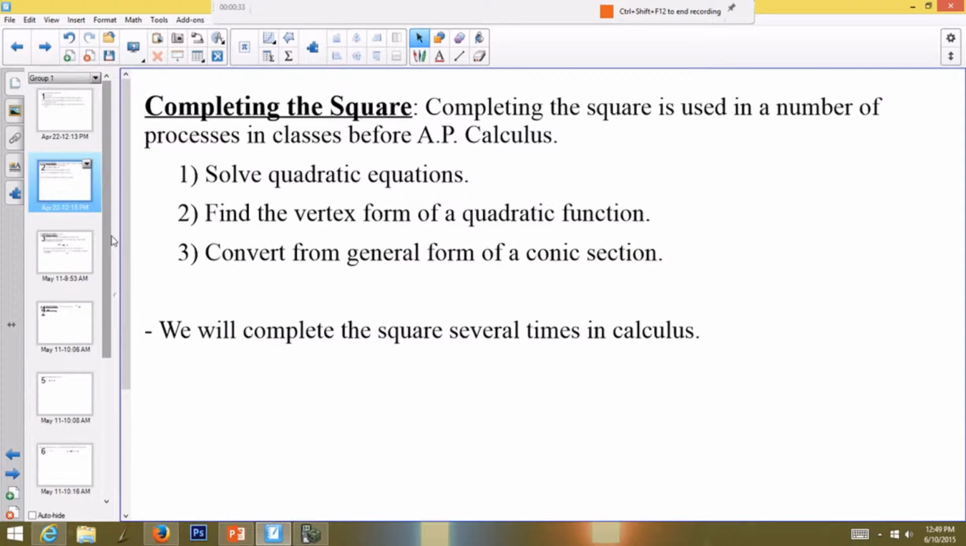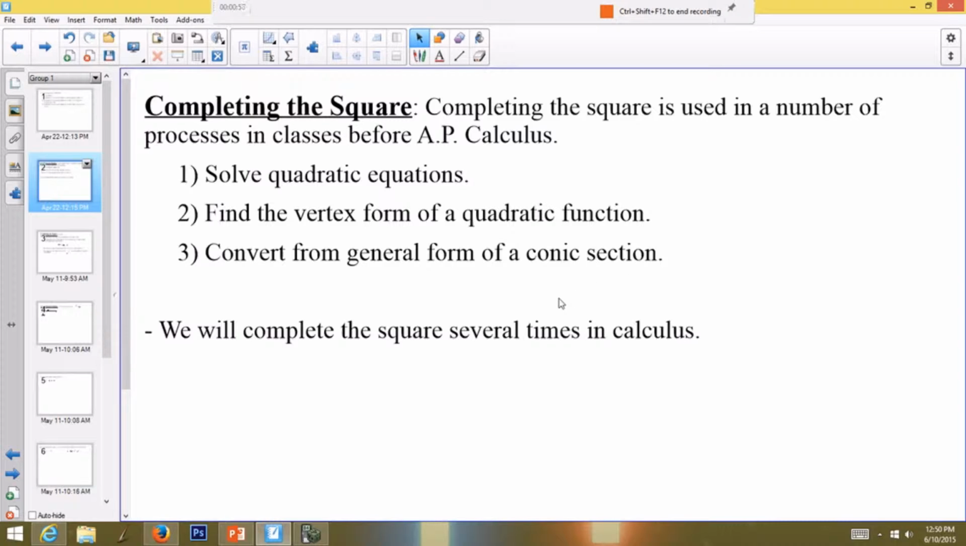Okay, so first off, what are we doing here? Completing the square you have seen since Algebra 2, and we've used it in a number of different processes before we got to AP Calculus. We've used it to solve quadratic equations, find the vertex form of a quadratic function, and convert from the general form of a conic section. This is pretty much one of the last things we did in pre-calculus.